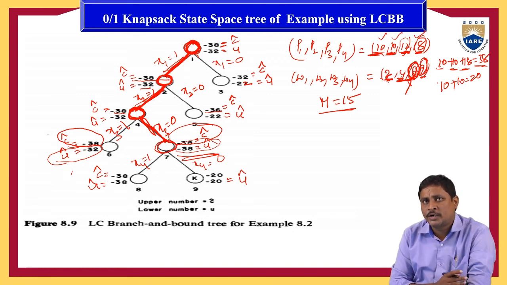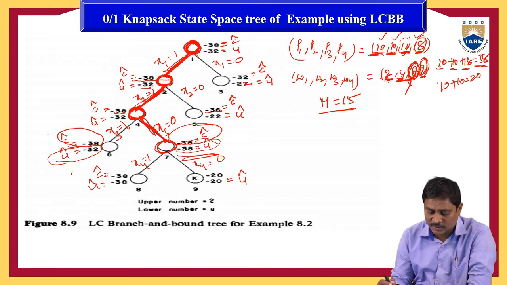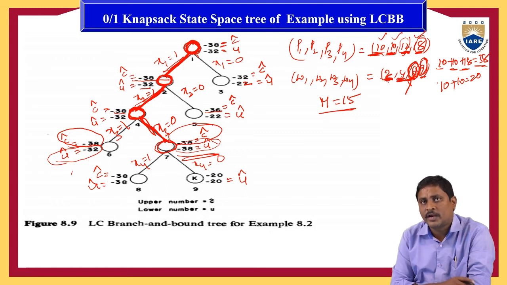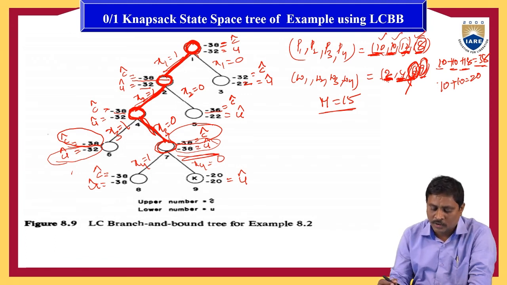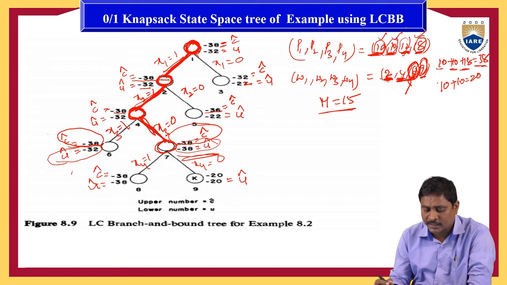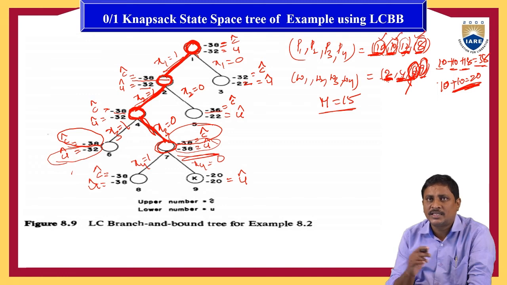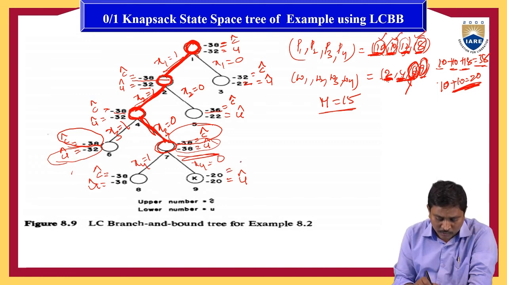Similarly, here we are going to calculate the lower bound value. In that case also we observe that we consider only W1 weight value 2 and W2 weight value 4. 2 plus 4 is 6. 6 is less than 15, the maximum weight value. Now here we also consider the corresponding profit values 10, 10. 10 plus 10 is 20. 20 is the lower bound value.